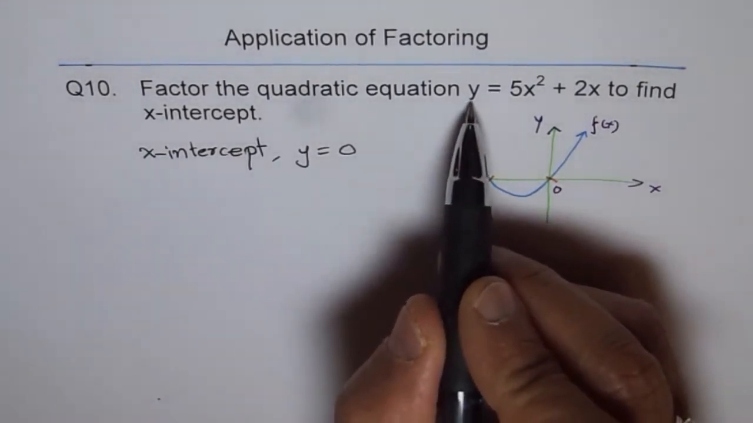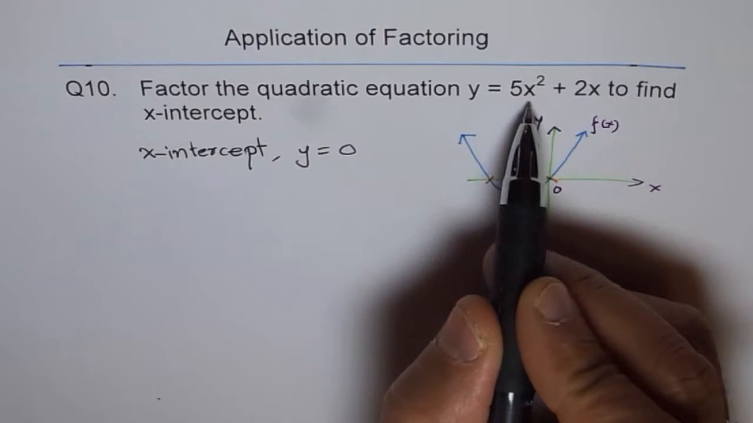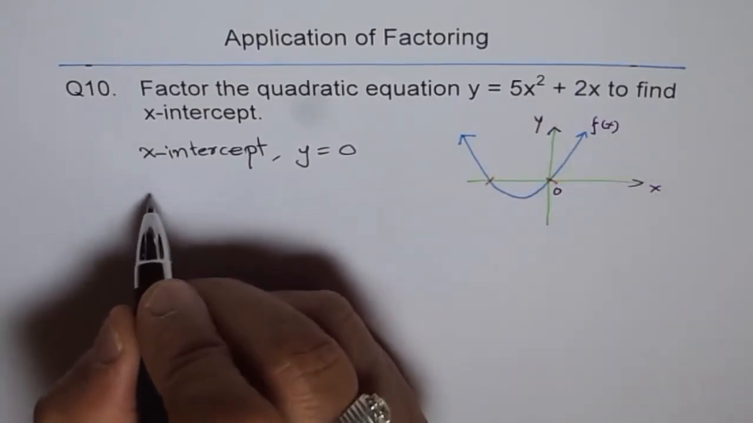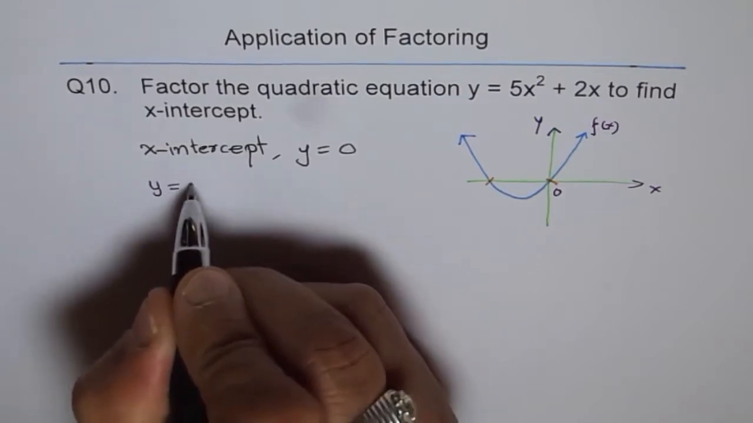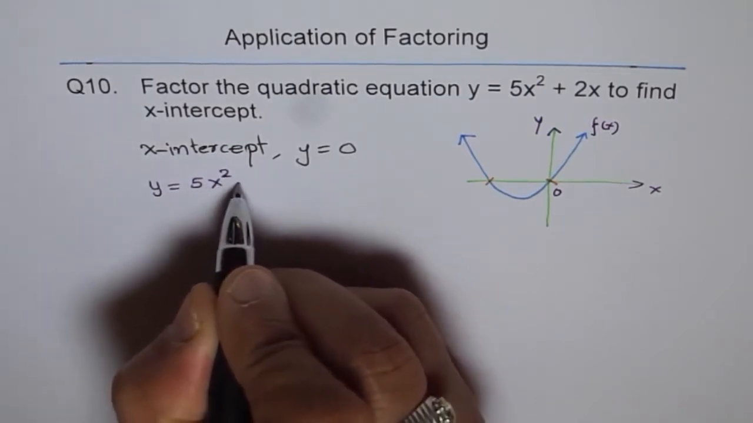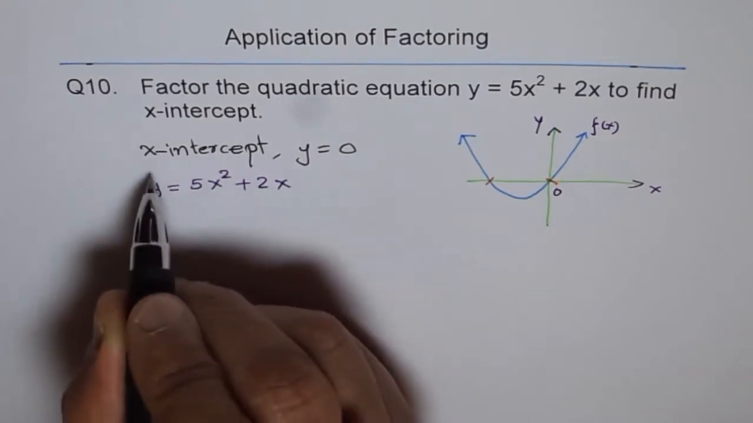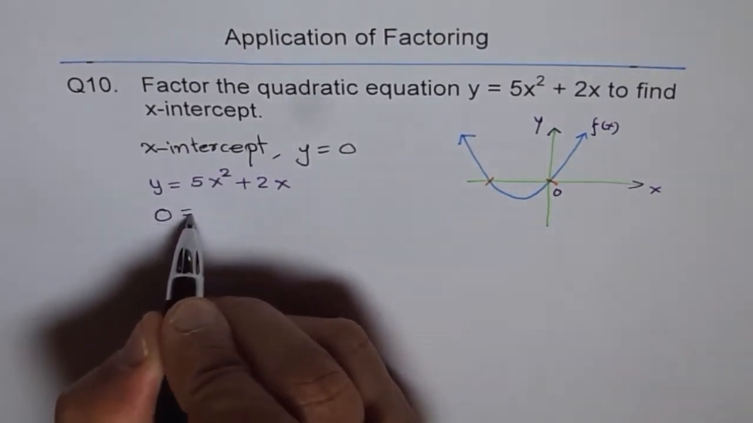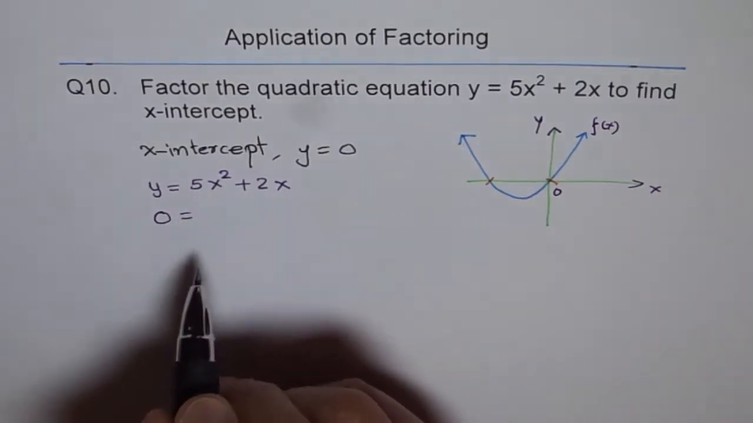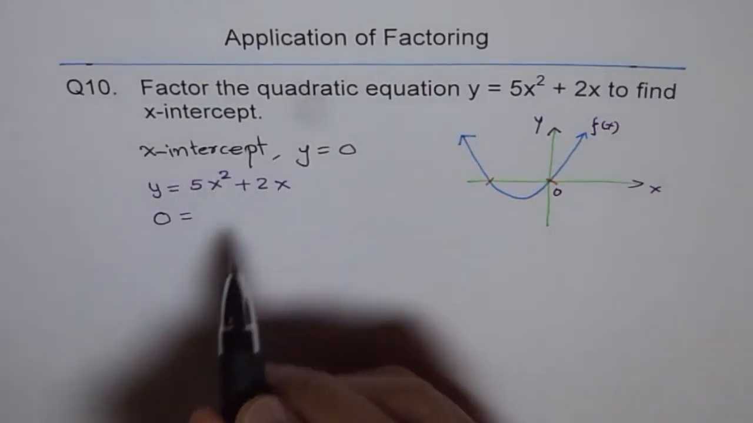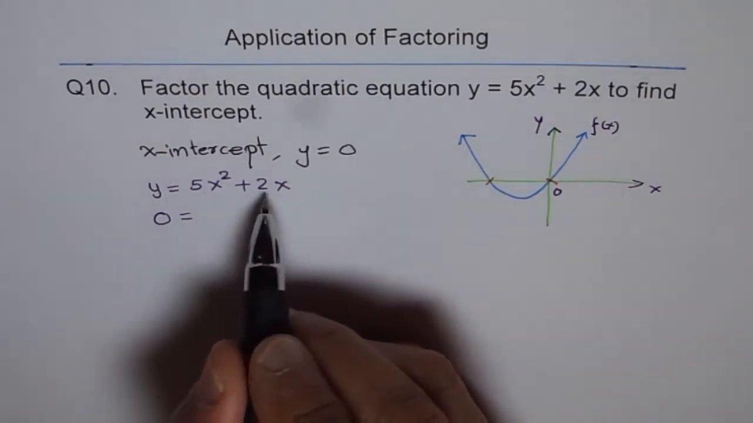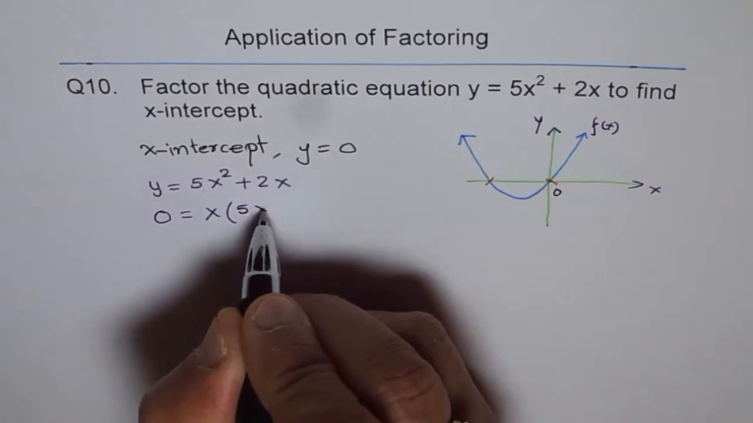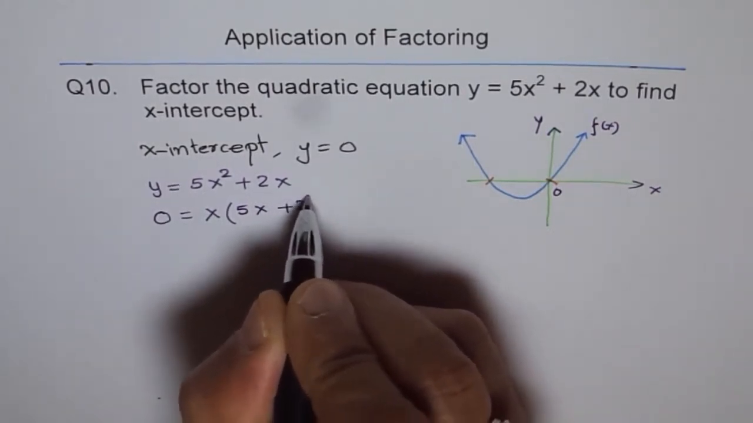So we can equate y equals 0 in this equation and find the x-intercepts by factoring. I'll show you how. We have the equation y equals 5x squared plus 2x, correct? Now at the x-intercept, y should be equal to 0. So we equate y equals 0. And now we can factor these two terms. What is common between these two terms? Only x is common, okay? So we'll factor out x from here, and we get x times 5x plus 2.